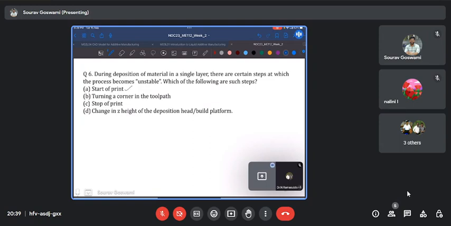Turning a corner in a toolpath. Now, from basic mechanics, we know that the velocity of the deposition head when it turns a corner changes because of the change in direction, even if the speed is kept constant.